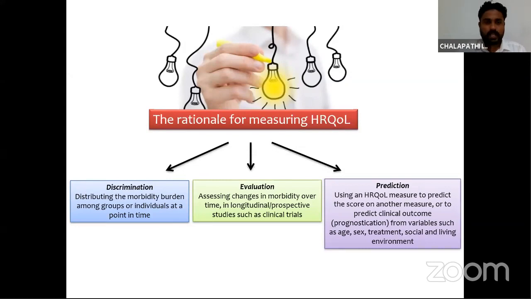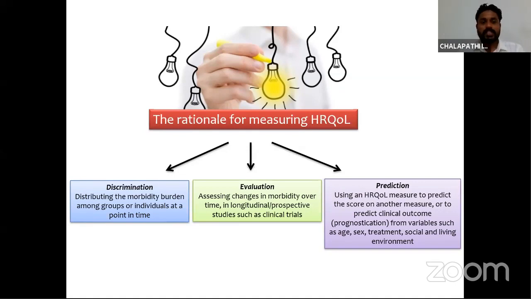So this is why we are using the HRQL, health related quality of life. As I said before, to do a cost utility analysis, you need a HRQL, health related quality of life, or QALY or DALY. So the question is why we are doing health related quality of life. There are three major aspects: first one is discrimination, second is evaluation, and third is prediction.